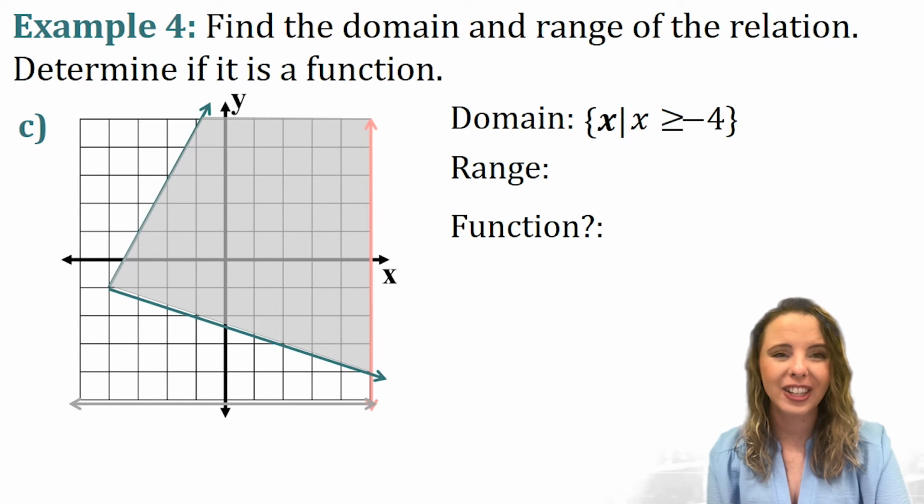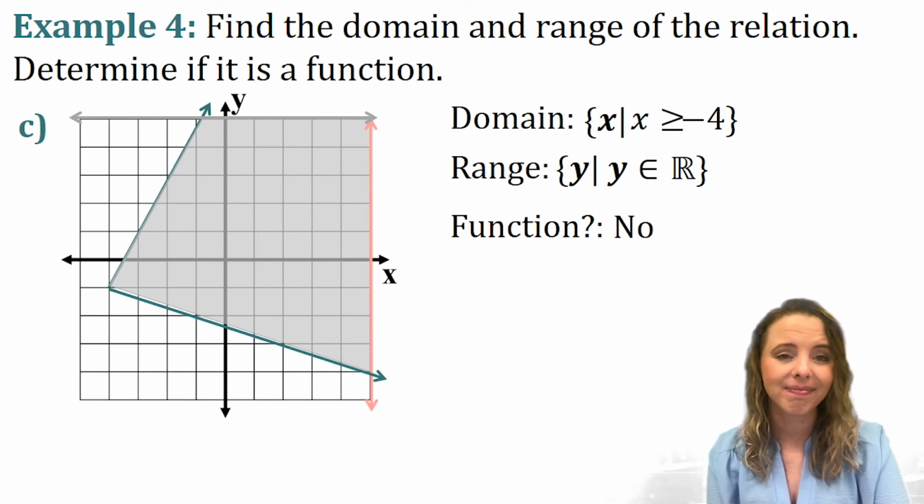Our range, we're going to do a horizontal line test, and we're going to drag it up the entire graph. And now we're going to say, is there anywhere that this function could not be in terms of y? No. So it's all real numbers. So we have y such that y exists in all real numbers. Is this a function? No, it's not. It failed the vertical line test.